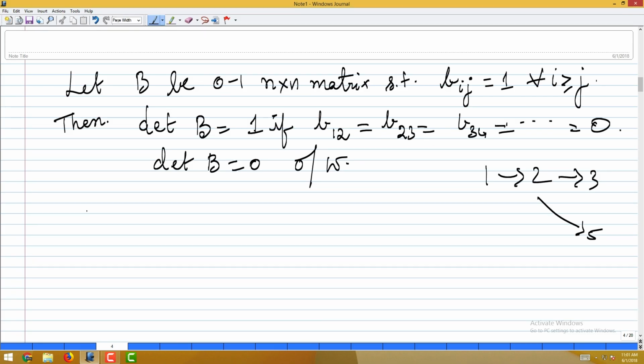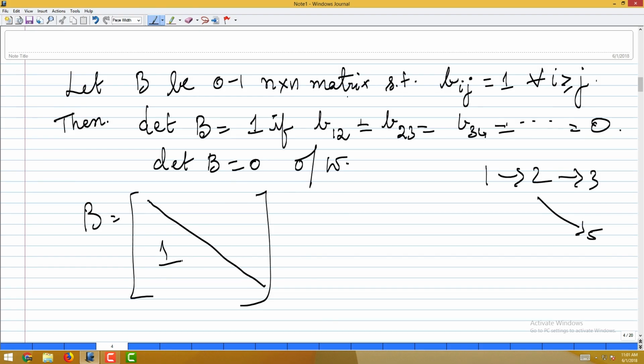I have a B matrix where all the entries on the diagonal and below the diagonal, the lower triangular part, are going to be 1. That is, Bij equals 1 for i greater than or equal to j. So all these entries are 1 here for me. Now, what is my claim?